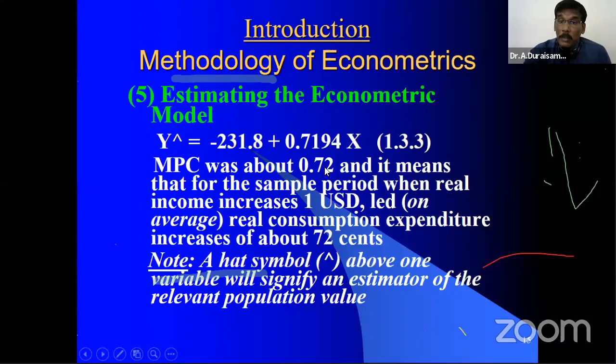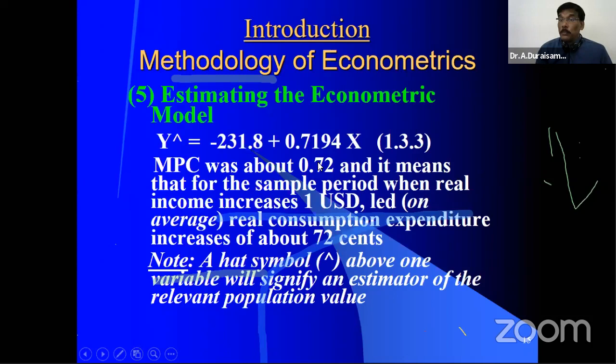So how do we estimate? I'll come a little later. But understand this, there is a possibility to get this number. And assume that this is a plus value, fine. Then I can say when X is equal to zero, the family has to spend 231.8 rupees, something like that, fine, okay. So this 0.72 will help you for quite a lot of things.